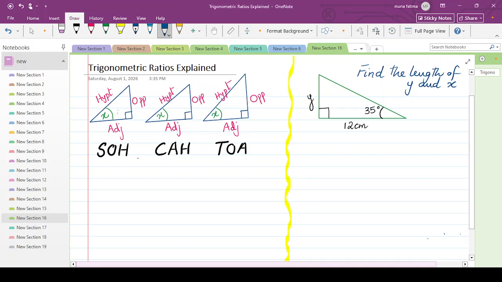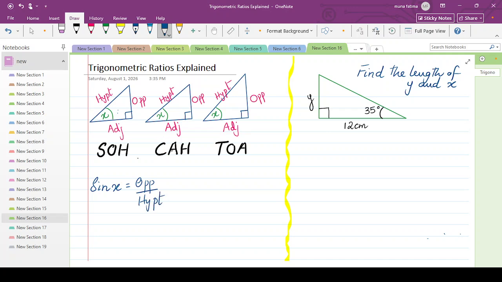Trigonometric ratios: sine, cos, and tan. The mnemonics that we can remember them by: for sine, it is SOH. That means sine x is equal to opposite over hypotenuse.